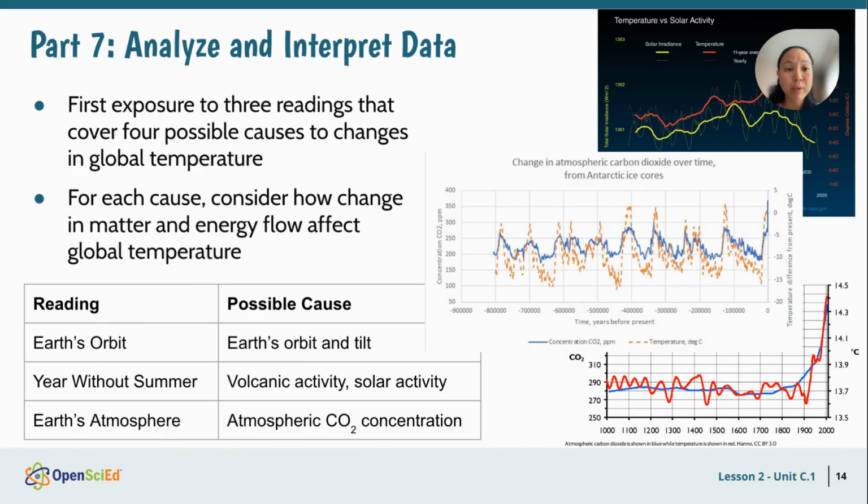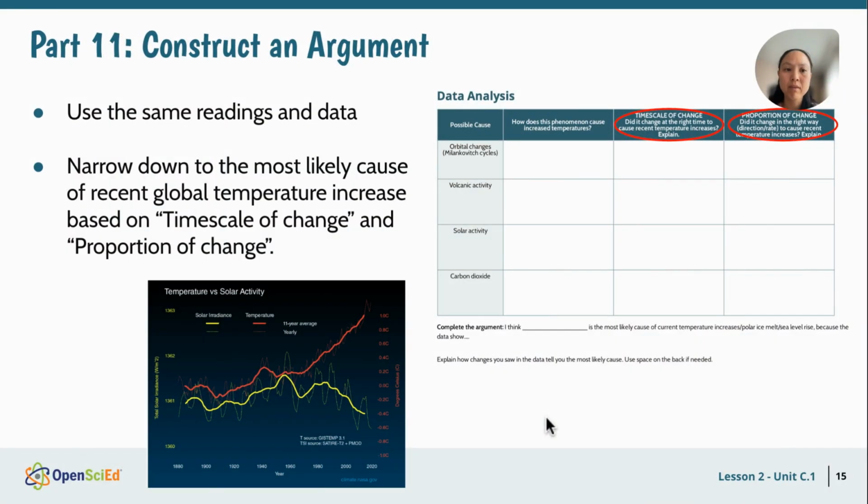Through these three readings, we examine how these possible causes of factors, Earth's orbit and tilt, volcanic activity and solar activity, and atmospheric carbon dioxide concentration, affect global temperature. In part 7 of this lesson, we focus on how each of these factors affect energy flows into, between, and out of Earth systems. You may be wondering, why examine all these factors? Couldn't we just consider how atmospheric carbon dioxide concentration affects global temperature?